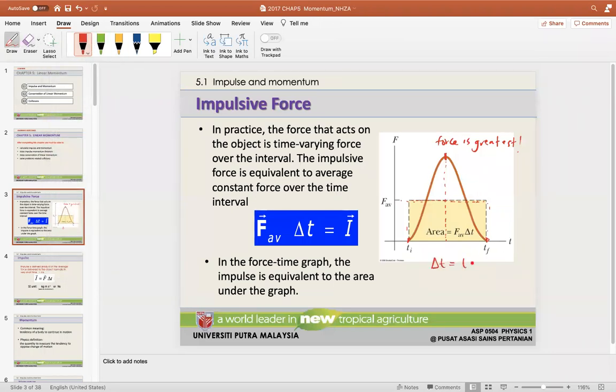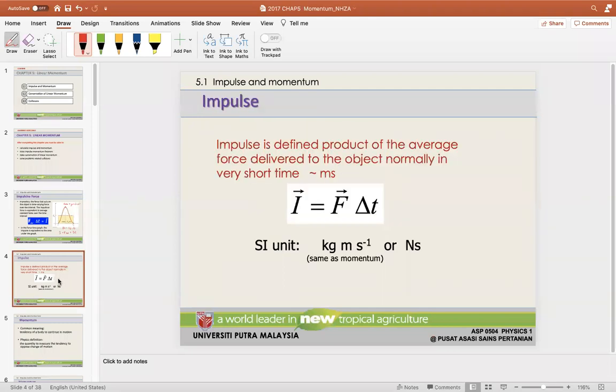Delta T is T final minus T initial. Okay? And then you have your F average. So that is F average times delta T. Okay? So if they give you a graph, you should be able to find impulse. Okay? So a graph ni senang je sepatutnya. Okay, impulse is defined as the product of the average force delivered to the object normally in a very, very short time.